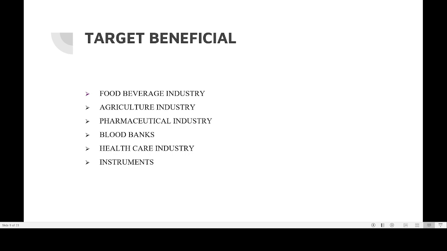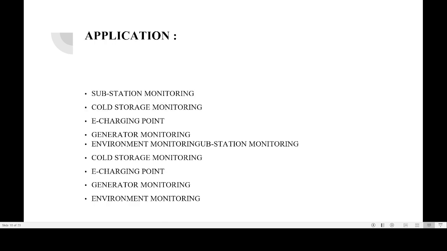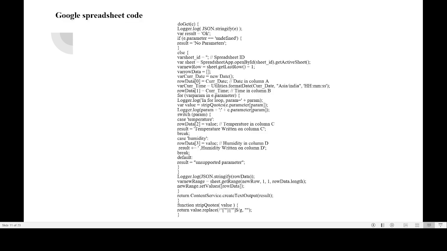The restaurant industry also stores vegetables, fruits, and other non-veg items, that means meat, which need to be checked for the application. We know these are all important, but in monitoring of the substance conditions, it is one of the major categories for cold storage monitoring, energy monitoring, environment monitoring, e-charging points, and any of the criteria.